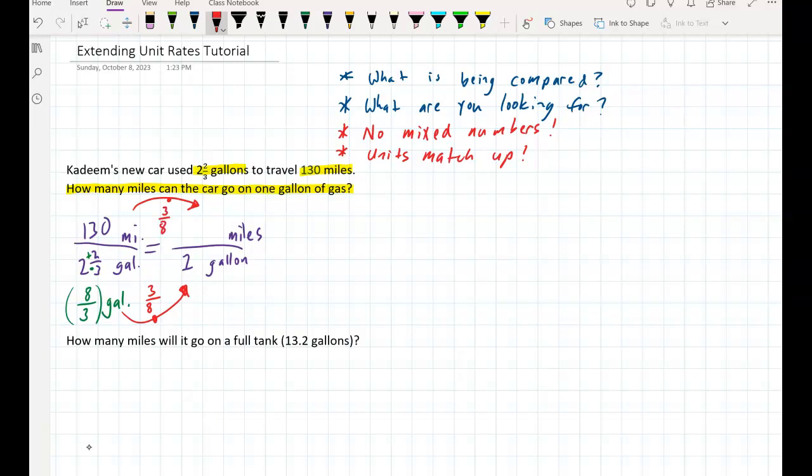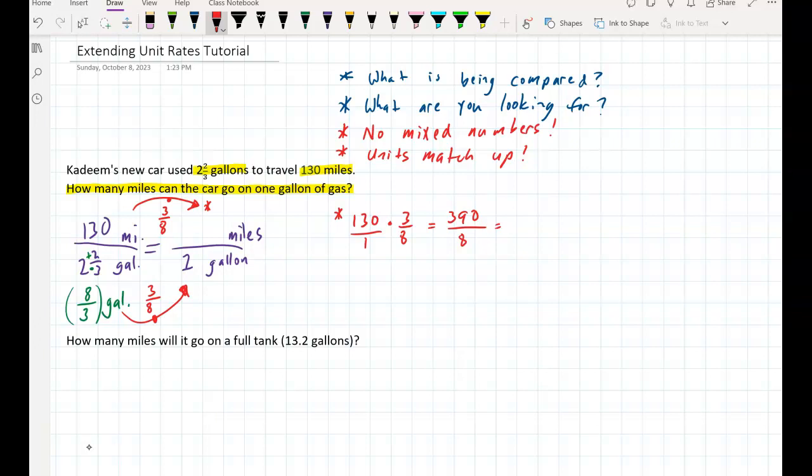130 multiplied by 3/8. And remember, I can't multiply a fraction times a whole number, so I have to put a 1 under the 130. Now, 130 times 3 is 390, and 1 times 8 is 8. Okay, fantastic. But now, what is 390 divided by 8? I have to finish this up. I have one more step.